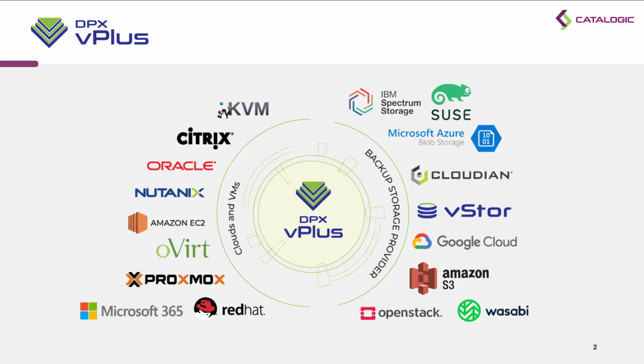As far as architecture, this is a pretty good depiction of what this looks like as well. In the middle, you have the vPlus instance. This consists of two mechanisms. The first is the vPlus server. This is the management console. It's the brains behind the operation, the IP address you use to log into the web GUI.